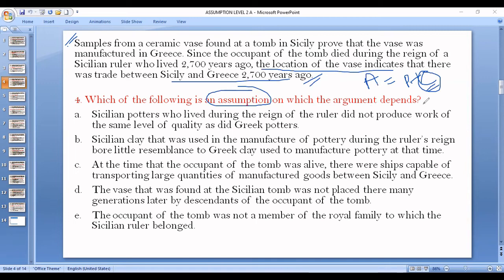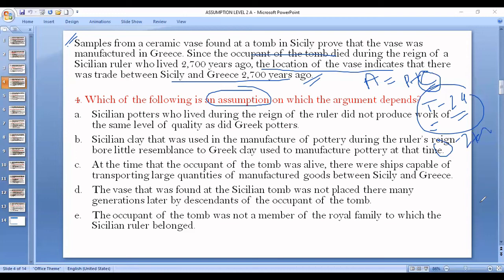years ago. So trade was 2700 years ago, right? This is the case. Trade was 2700 years ago. That is the conclusion. Now what is the premise? The occupant of the tomb died during the reign of a Sicilian ruler who lived 2700 years ago. So the occupant died 2700 years ago, right? Because the occupant died 2700 years ago, therefore the trade was 2700 years ago.